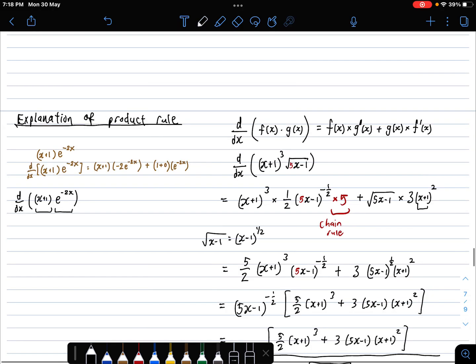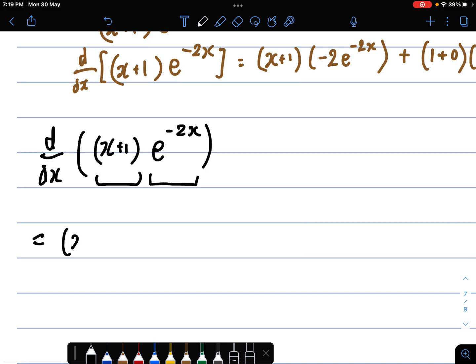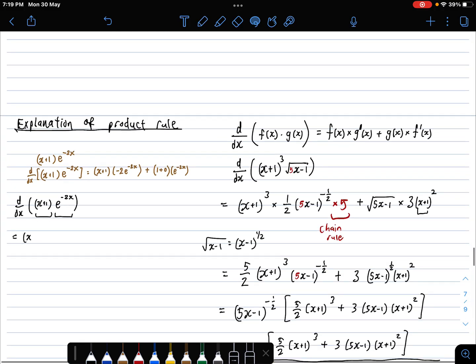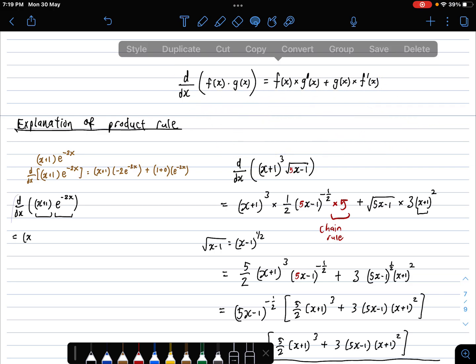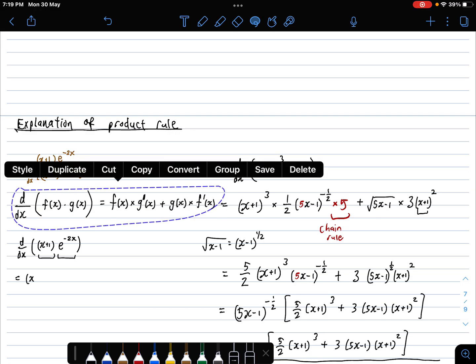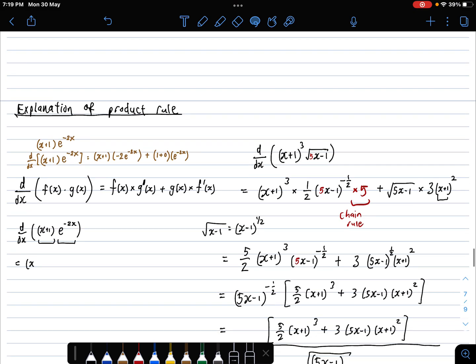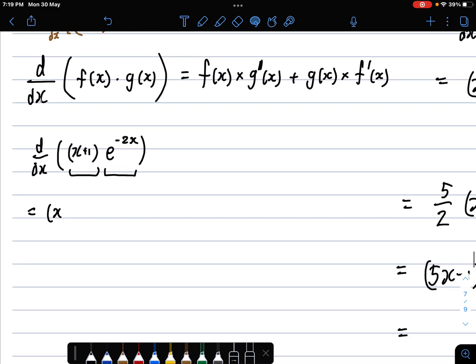What is the rule saying? Take the first guy, differentiate the other, plus take the other, differentiate the first guy. So we're just going to follow that. So maybe I copy down the rule somewhere over here, so that you have a reference. And then I continue.